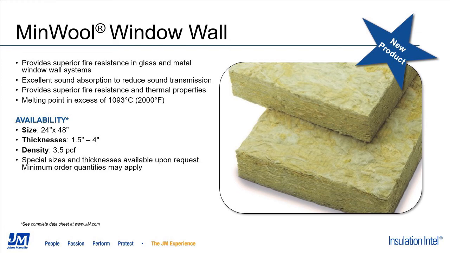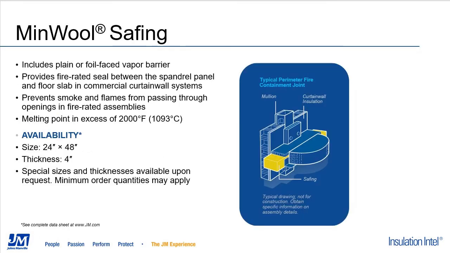Window wall is another niche offering that we have. It's a slightly different density. I failed to mention curtain wall comes in both a 4-pound and 8-pound nominal density. Window wall is a 3.5-pound density. It's a specific type of application, but it's also on the exterior of the building, as is our safing.